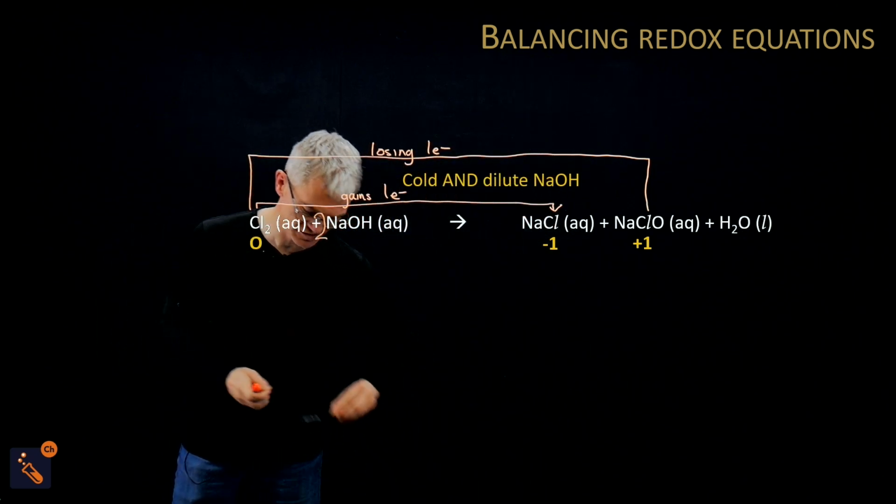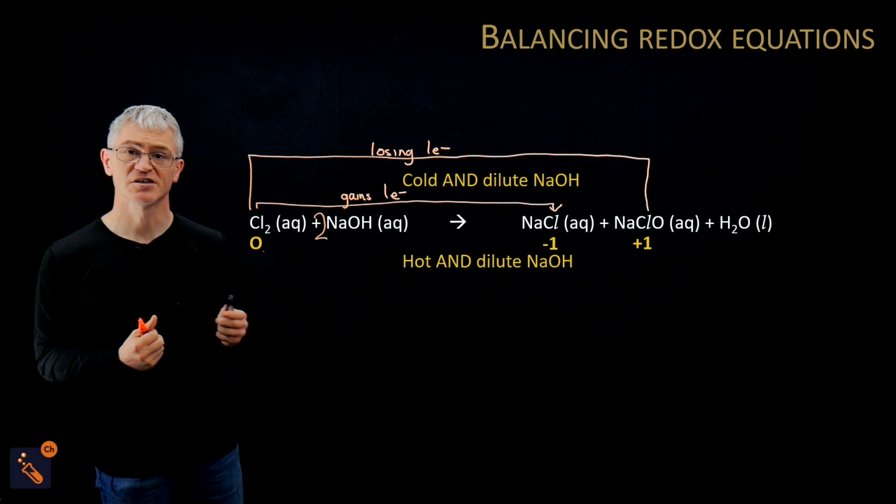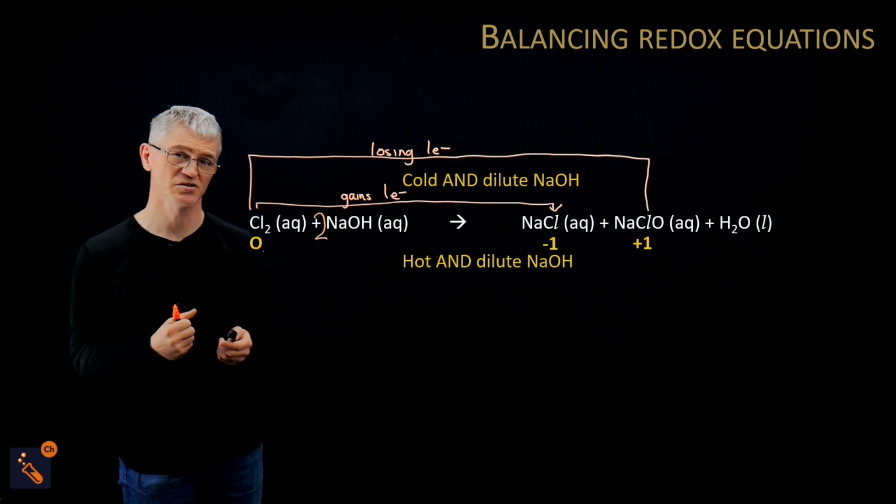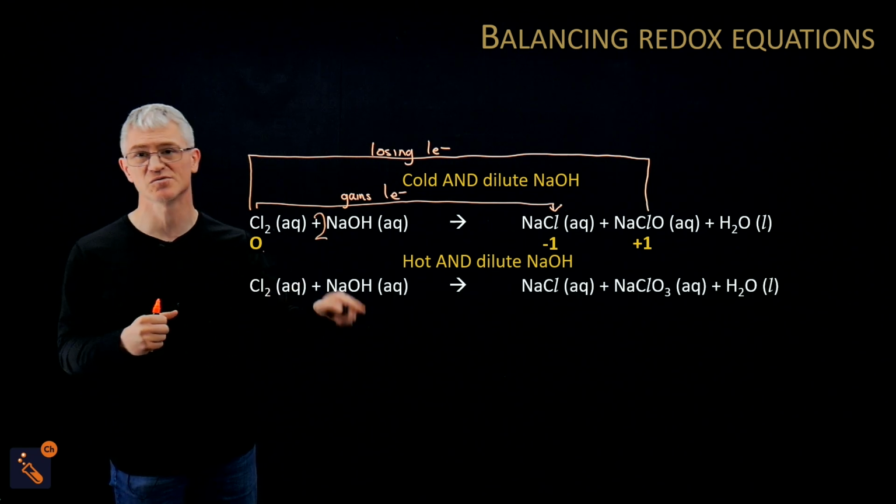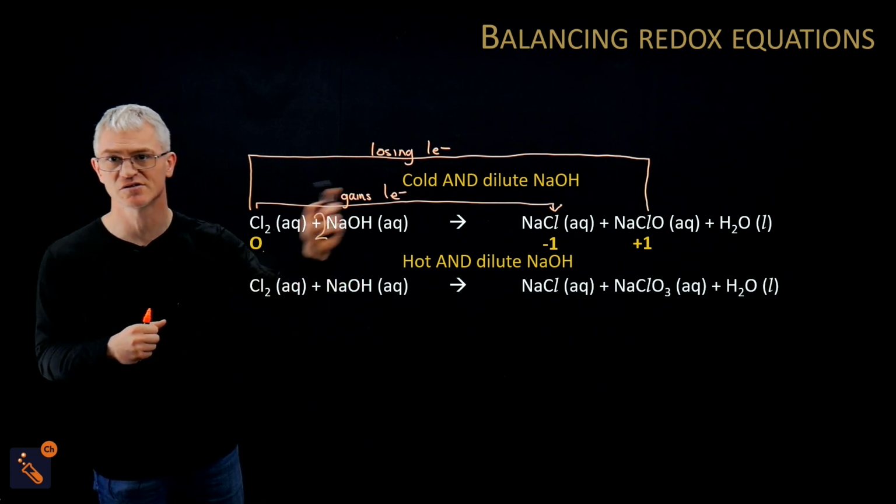Now, if that is the case, we can go to the next one, which is hot and dilute sodium hydroxide. So we've still got sodium hydroxide, we're still adding chlorine, but this time it's hot and dilute. The last one was cold.